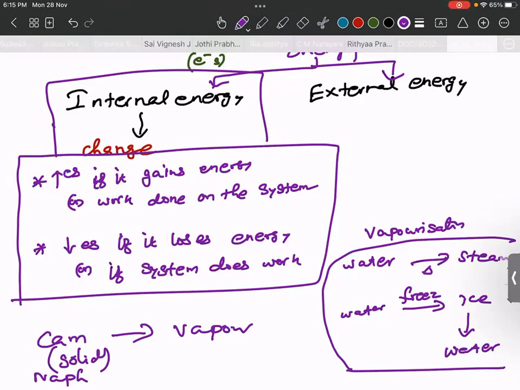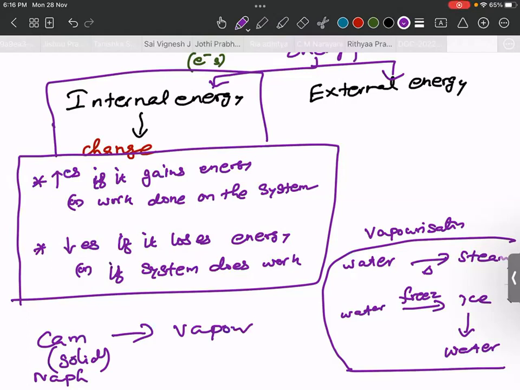Because we are supplying energy, we are converting solid into gas, clear? So what it means is, when you are supplying energy, the system gains energy from the surroundings, then the internal energy increases, and work is done on the system. In case the system itself reorients, like ice cubes kept outside turning into water by themselves, then the system does the work, work done by the system.